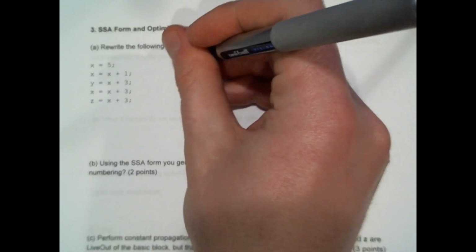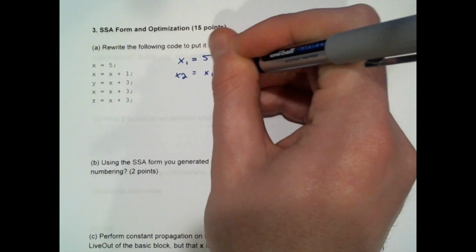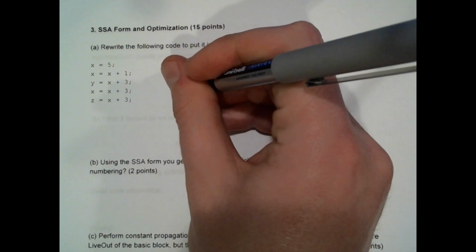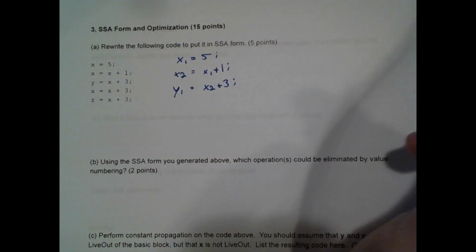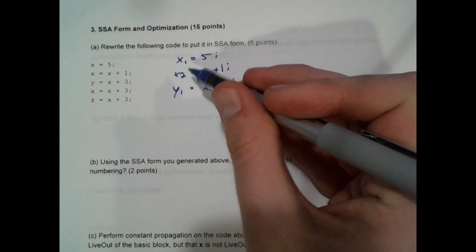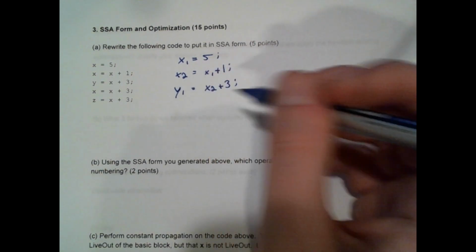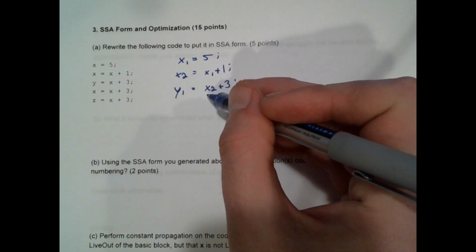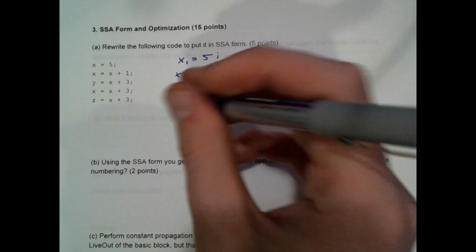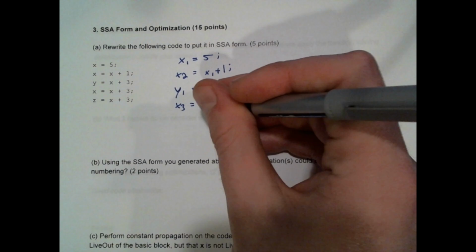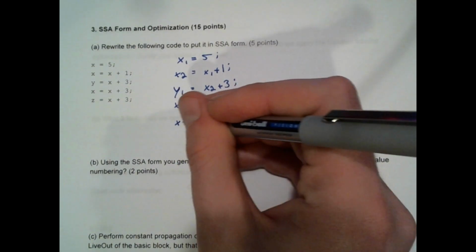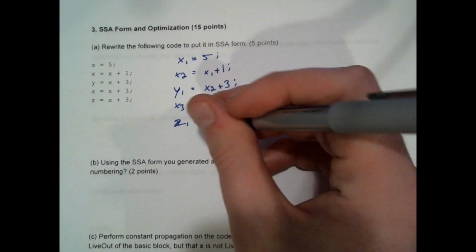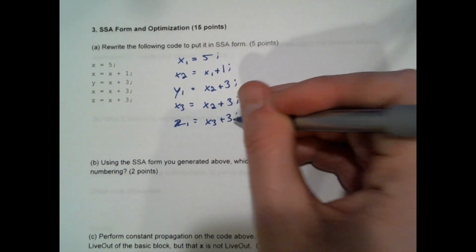to assign it again. So we'll say x1 equals 5, x2 equals x1 plus 1, y1 equals x2, that's our most recent copy of x, plus 3. So basically every time we have something on the left-hand side, we're going to increase the number that's next to it, and we're going to use the most recent number for each variable on the right-hand side. So then x3 equals x2 plus 3, and then z1 equals x3 plus 3.